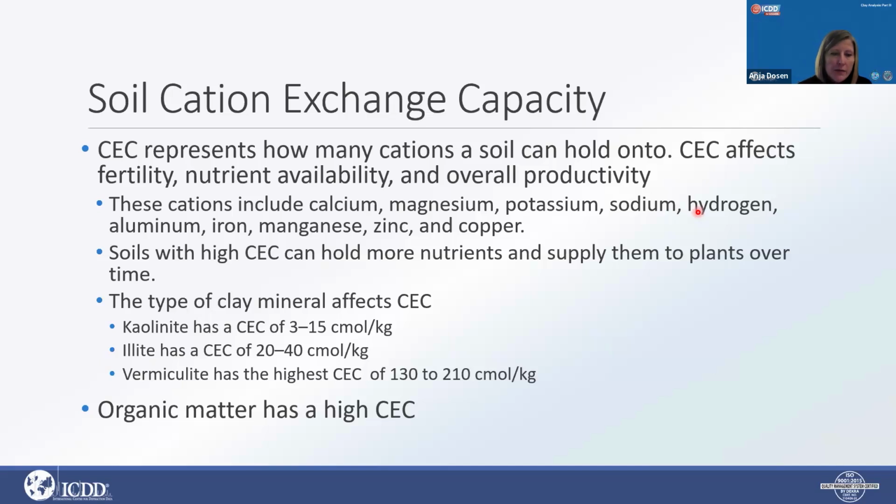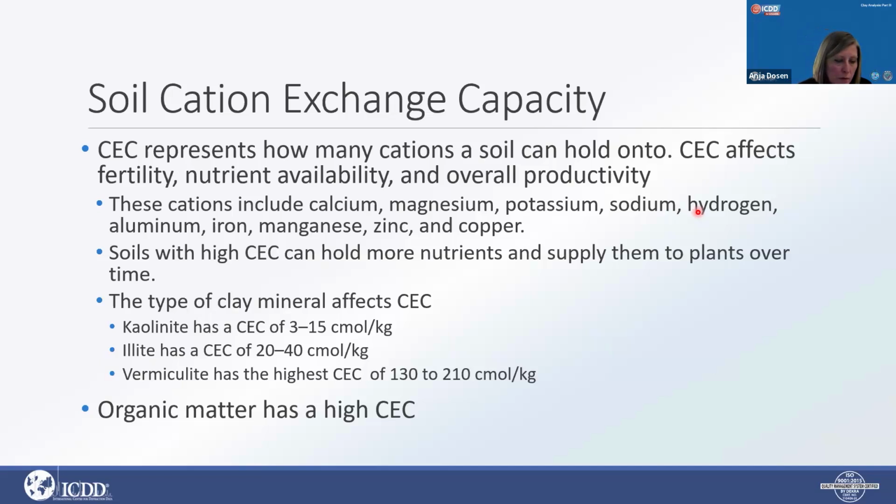So these cations are, as you can imagine, cations that plants need for growth and food. So calcium, magnesium, sodium, potassium, and so on. And the more of these cations the soil can hold on to, the slower it can supply them to plants. So like slower meaning over time.